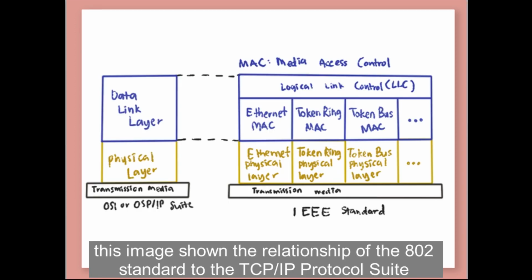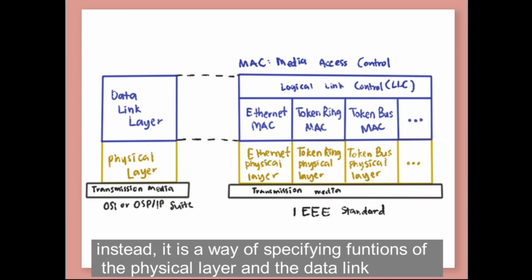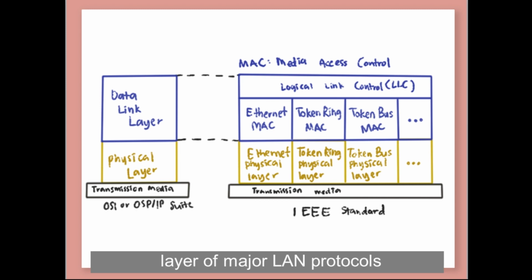This image shows the relationship of the 802 standard to the TCP/IP protocol suite. Project 802 does not seek to replace any part of the OSI model or TCP/IP protocol suite. Instead, it is a way of specifying functions of the physical layer and the data link layer of major LAN protocols.